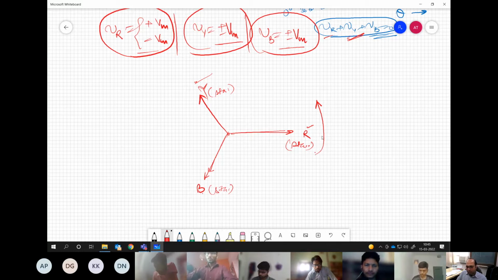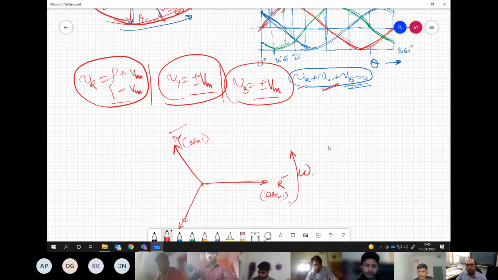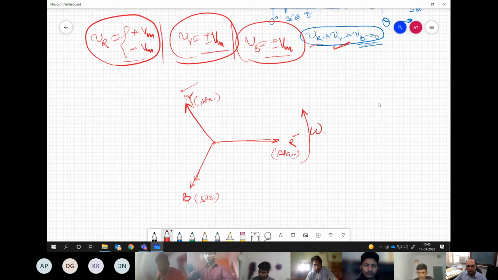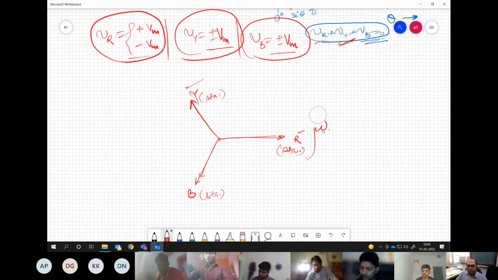So an observer moving at a speed omega will first encounter R and then Y and then B. And these are peak values I am talking about, similar to our three-phase system. If you start moving in this direction, you will have R peak first, then Y peak, then B peak. That's the meaning of this representation. Now what will happen if we have only these discrete values available for R, Y, B? For example, at a given moment, VR is plus Vm and Vy and Vb are minus Vm.